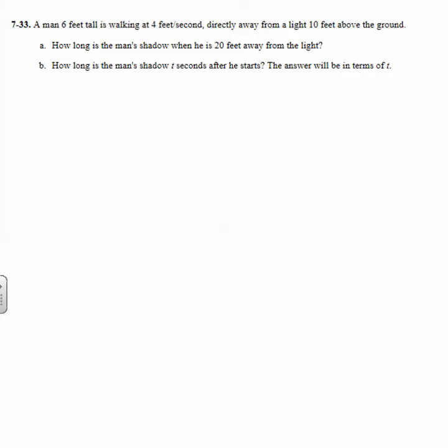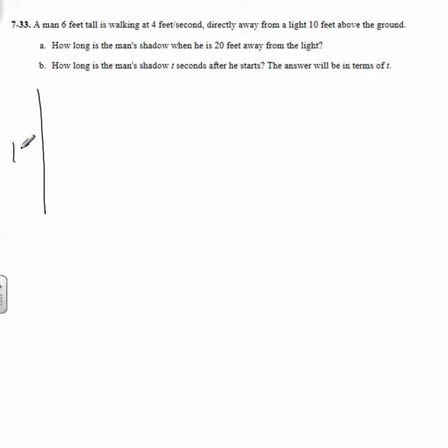Okay, let's put these problem-solving steps and setting up a word problem to use in problem 7-33. So, step one, first draw a diagram. Okay, we're going to draw a diagram. A man 6 feet tall walking at 4 feet per second directly away from a light 10 feet above the ground. So, let's sketch the situation.